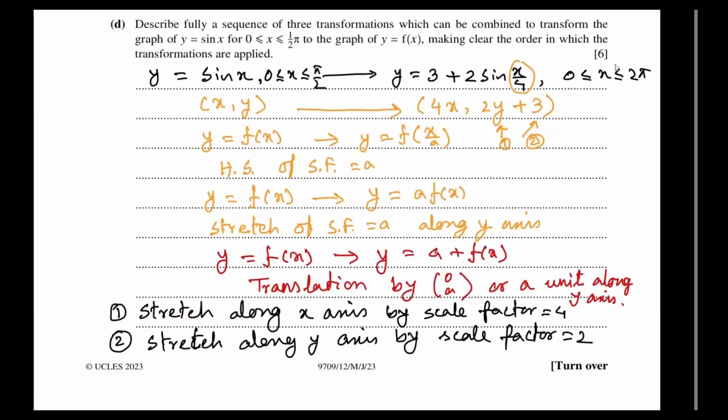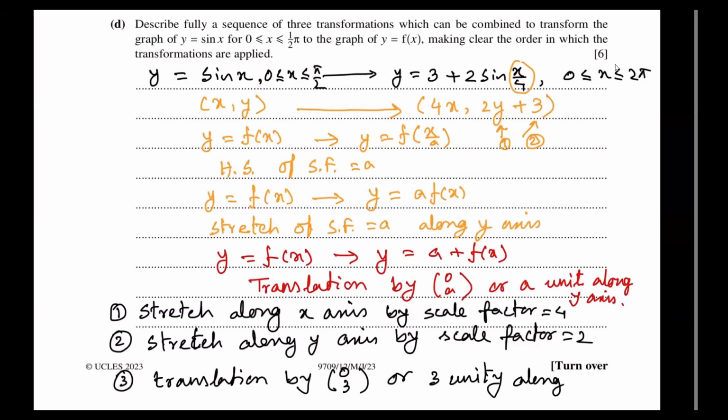Then the third part is translation by 0, 3, or 3 units along x plus 3 units, that means most particular approach. Okay, that's part D. I hope it is clear to you. Otherwise, if it is still not clear, then you can go to the video on the transformation.